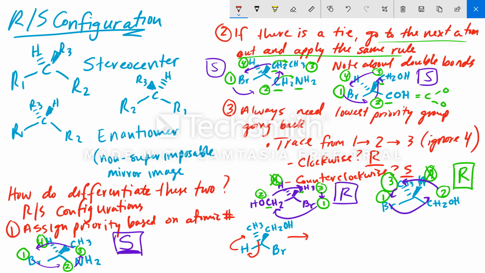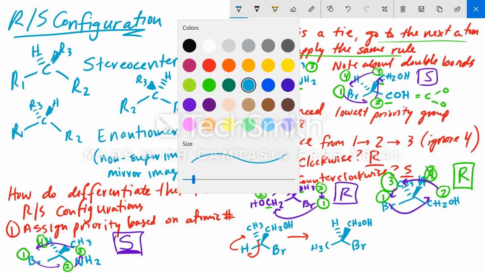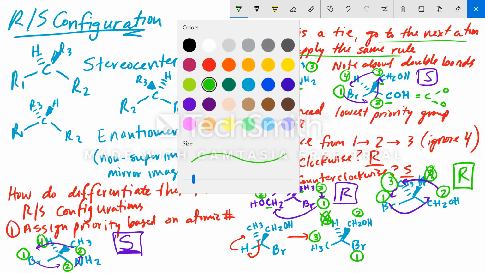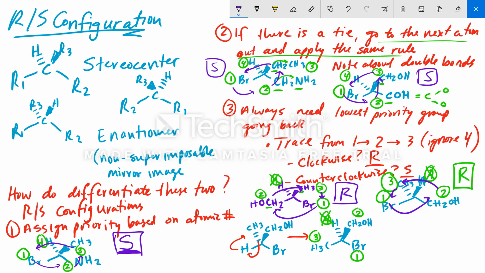Let's redraw this, having made that switch. Having made that switch, the methyl group will be in the plane of the board where the H used to be. The H will be going back just like we like. And the CH2OH and the bromine stay the same. Now let's assign priority. Bromine will still be 1. CH2OH will beat out the CH3. And hydrogen will be last. Again, we're going to ignore that for the purposes of RS assignment. And it's now going back where we want it to go.